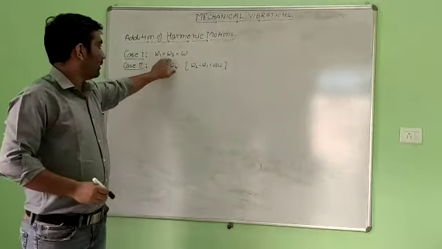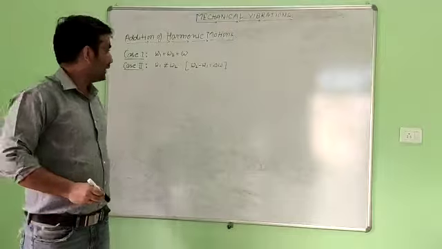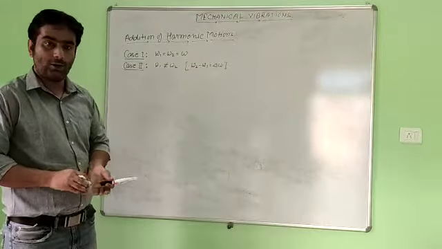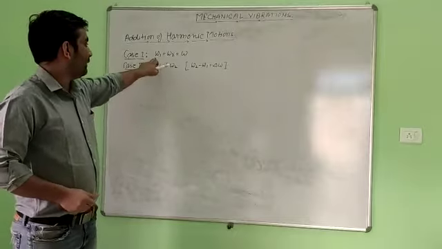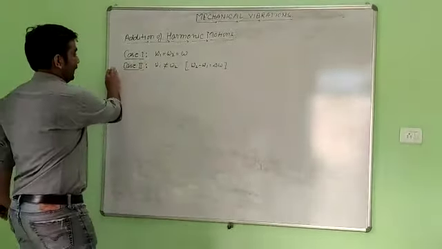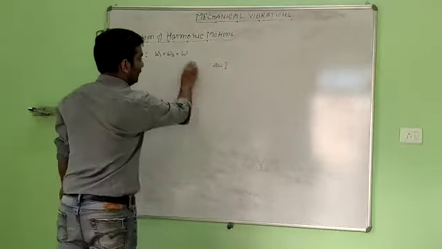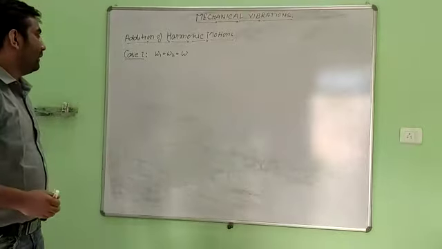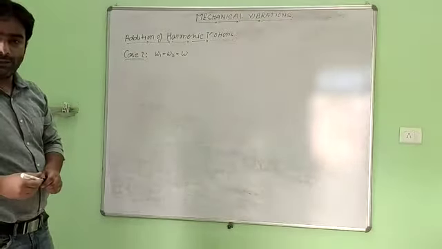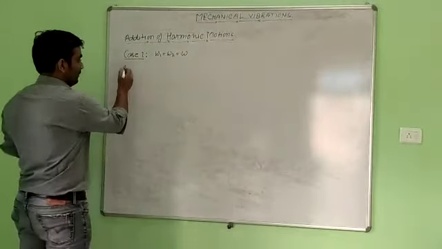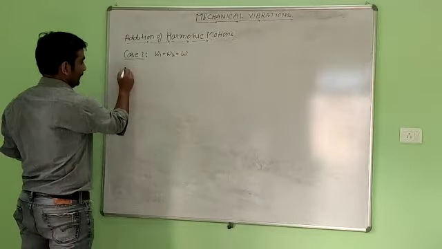Case number 1, when we are having the same natural frequency of the harmonic motions, or the harmonic motions are having the same frequency. So we are going to start case 1. Case 2 we will discuss in the next lecture. In case 1 we are having the same frequency. Let's say the first harmonic motion.